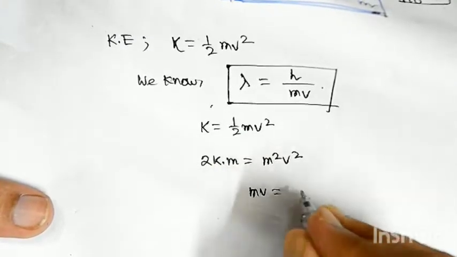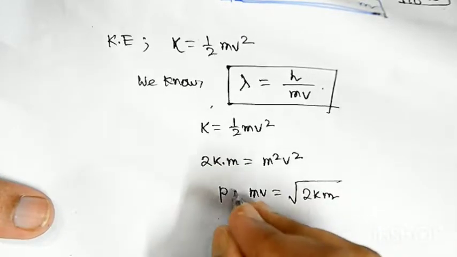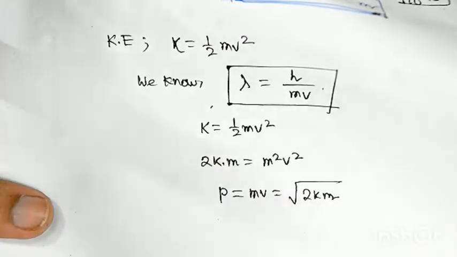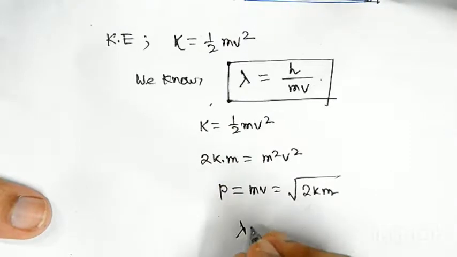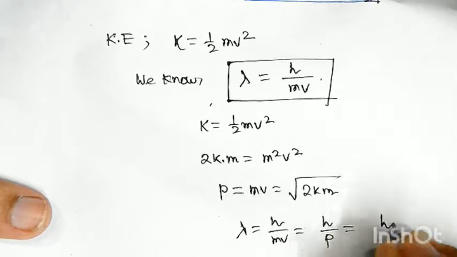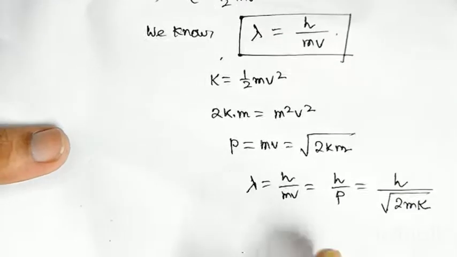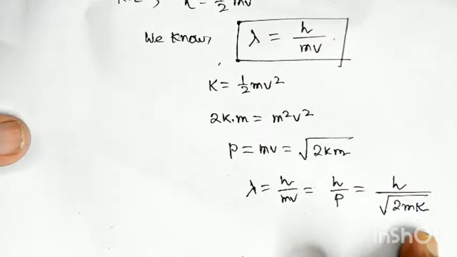So mv equals root 2km, and that is p. Now you might be thinking that there should be a plus minus here. It's not, because it's momentum, we are only considering the positive value. So lambda equals h by mv, that is h by p. It is also written as h by root 2mk, where k stands for kinetic energy. This is the relation between wavelength and kinetic energy.